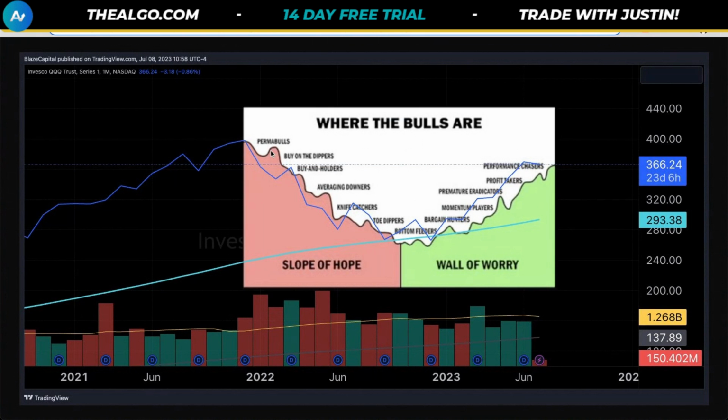So we showed this chart, I believe back in March. It was the psychology chart for QQQ overlaid on a line chart.